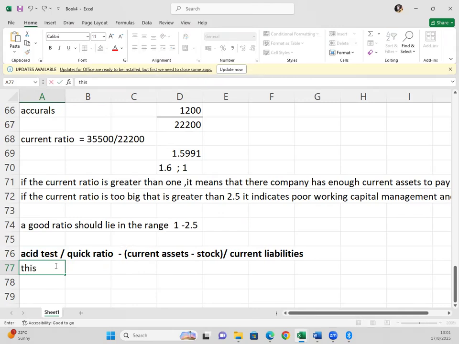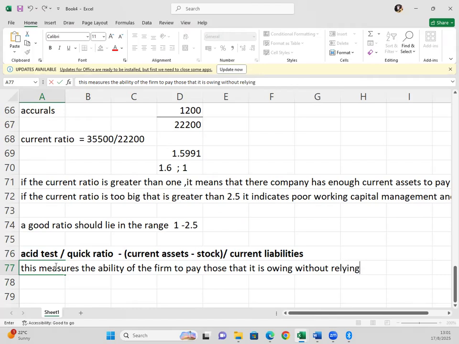So this measures the ability of the firm to pay those that it is owing without relying on the money which is in inventory. Are we able to pay those that we are owing without relying on the money which is in inventory?